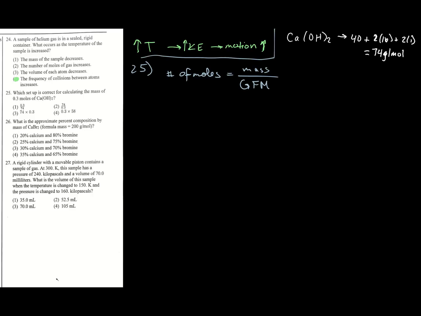Pause for a moment. Okay, so you'll get 74 grams per mole, because there's 1 calcium, 2 oxygens, and 2 hydrogens. The number of moles they give us is 0.3. So we're going to do 0.3 equals mass over 74. To get mass, we're going to need to do 0.3 times 74. So it's a cross multiply to get the mass. And that is choice 3.